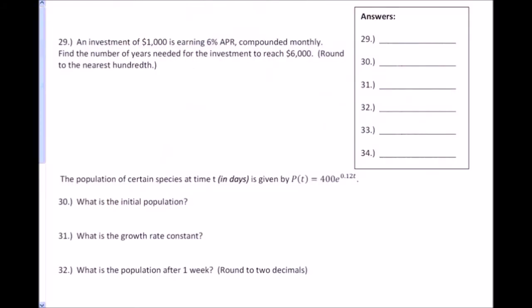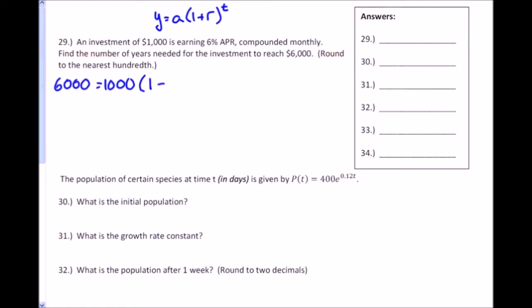Number 29, it says an investment of $1,000 is earning 6% APR compounded monthly. Find the number of years needed for the investment to reach $6,000. We're going to round to the nearest hundredth. So here I've got an investment. We're increasing, so this is going to be y equals a times 1 plus r raised to the t. And again, it's all about making our units match here. The initial investment is a, that's the 1,000. I want to know when this thing is going to equal 6,000.